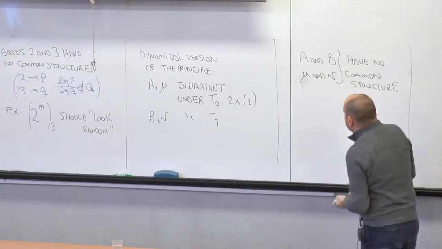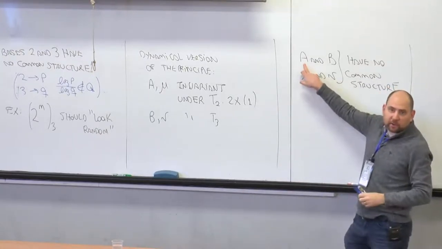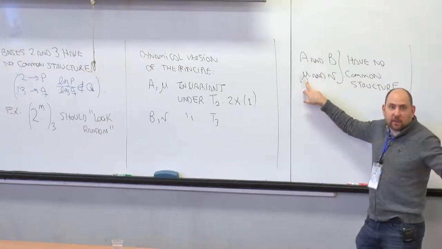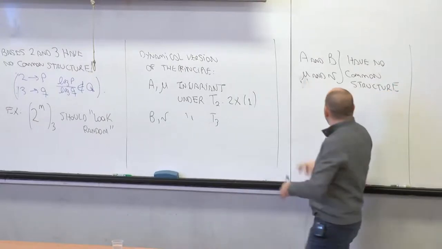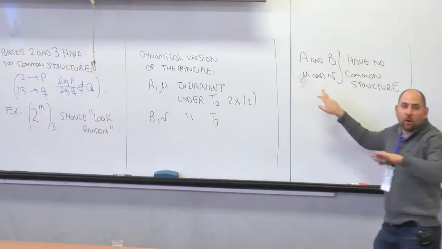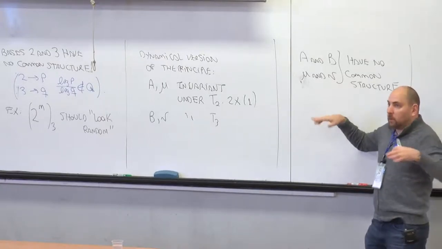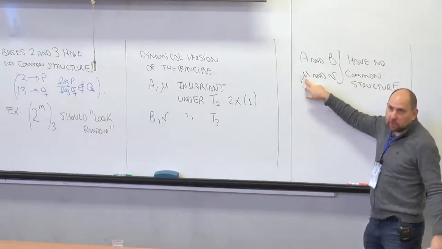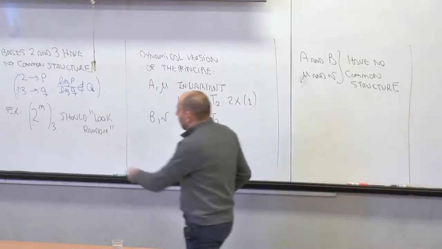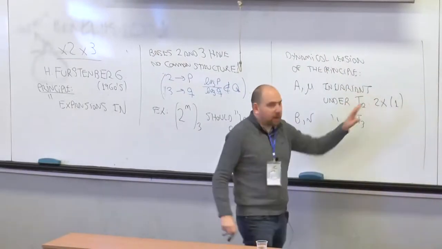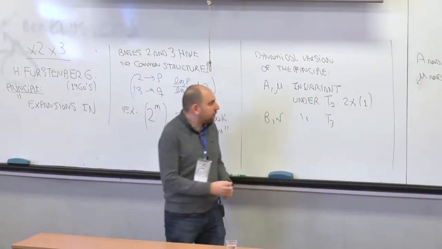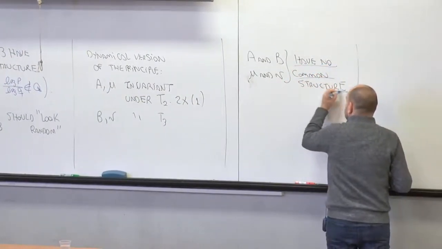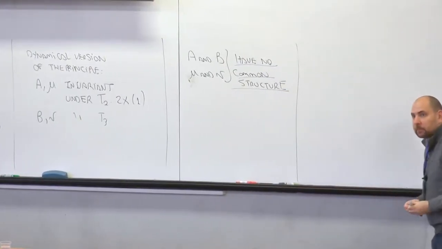Being invariant under the doubling map means that if you shift the binary expansion of a point in A, you're still in A. And for a measure, being invariant means that the statistics of the binary expansions of points in the interval are invariant if you shift the binary expansion. So this is related to this principle. This is a bit more dynamical and a little bit more concrete, but still very vague, because the question is, what does it mean for two sets or two measures to have no common structure?